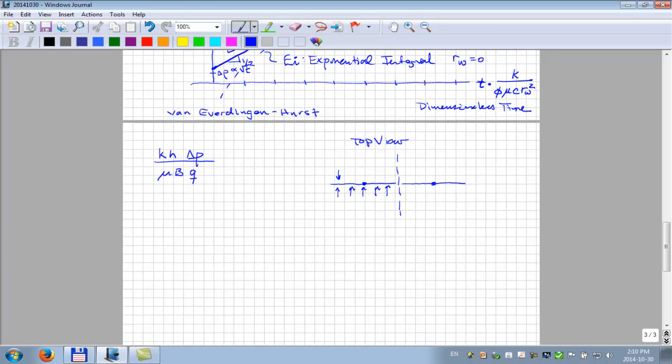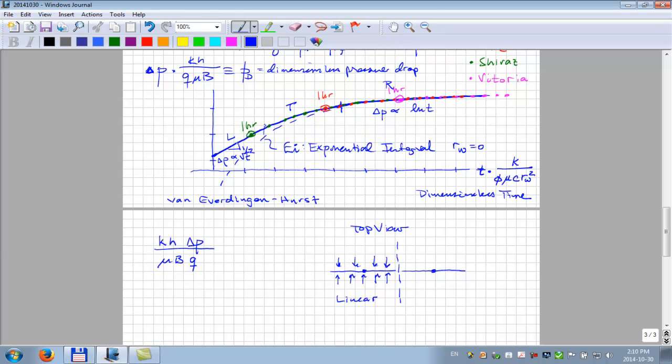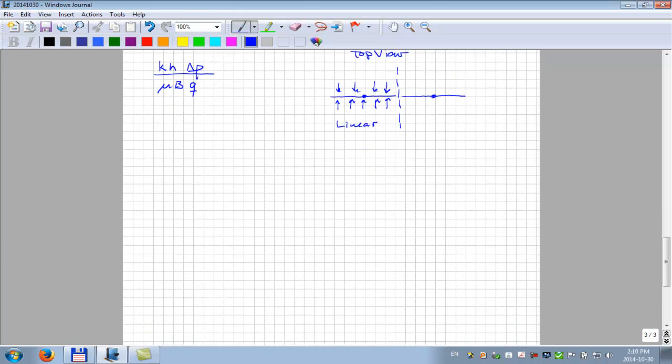All right? Now, if you have this kind of flow geometry, it'll end up being linear forever. This would be linear flow forever. So it would stay on this line here, in a sense, forever. But if you put in an unconfined area, if you just put a single well like that in an infinite reservoir, which is what we're talking about, what we're going to get is flow that's linear in the beginning, like that.